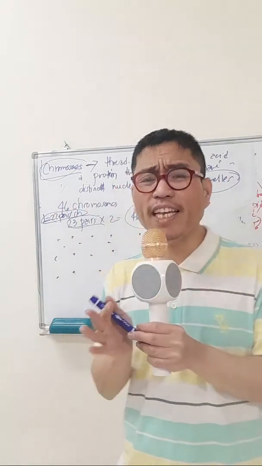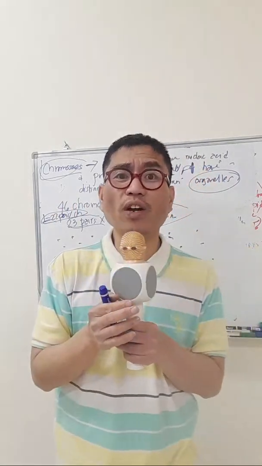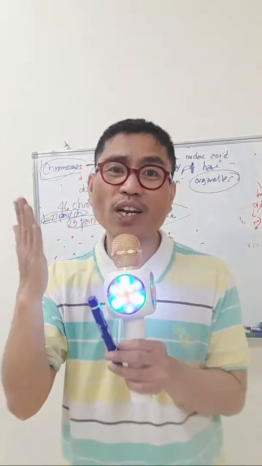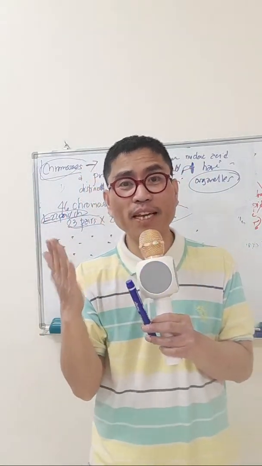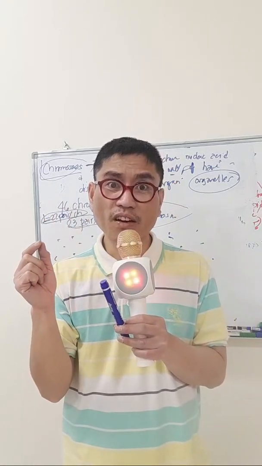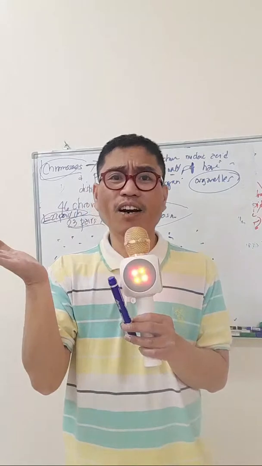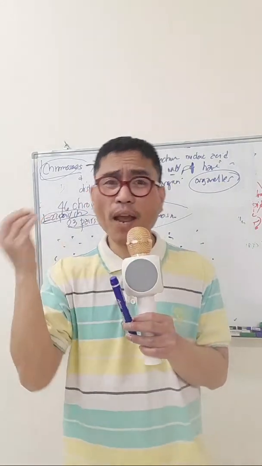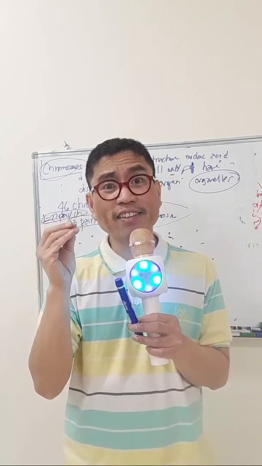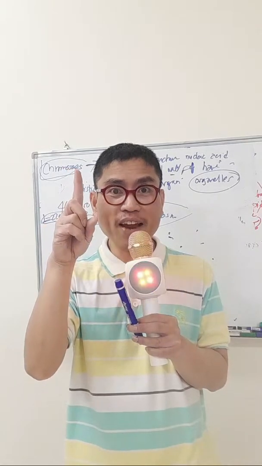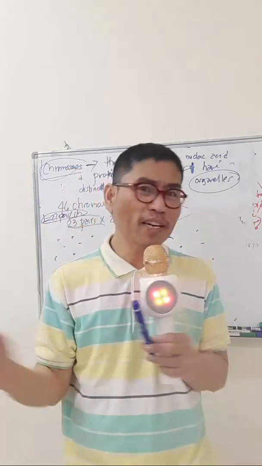So basically, if the question asks what are the two categories of chromosomes, or what are the two classifications of chromosomes, your answer will be autosomes and sex chromosomes. And then how many pairs of chromosomes are in the autosomes? Your answer will be 22. How many pairs of chromosomes in the sex chromosomes? Your answer will also be 1 pair.